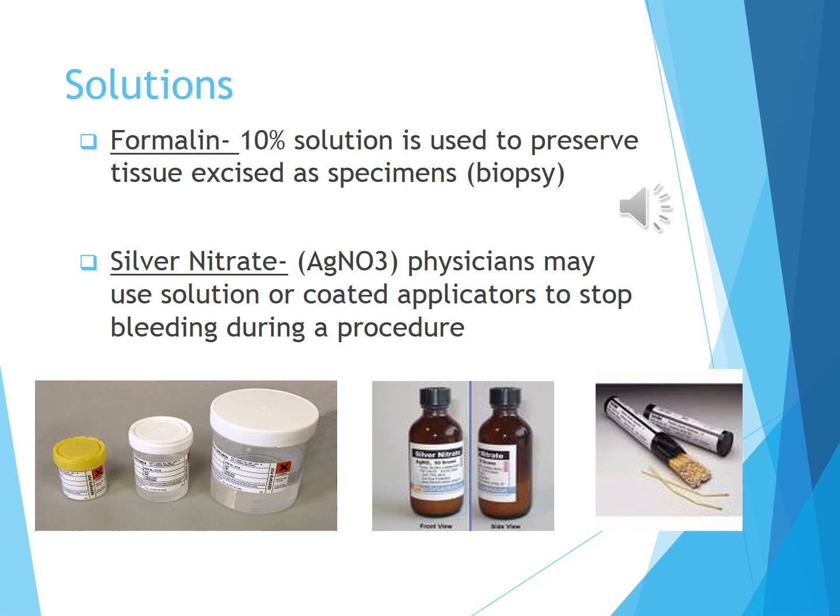We also use what's called silver nitrate. In parentheses is the silver nitrate chemical compound. So physicians may use this solution or a coated applicator of the solution to stop bleeding during a procedure. Fun fact, it was originated by the military as a silver nitrate powder, and it was poured onto soldiers' gunshot wounds or any other bleeding wounds that they had.